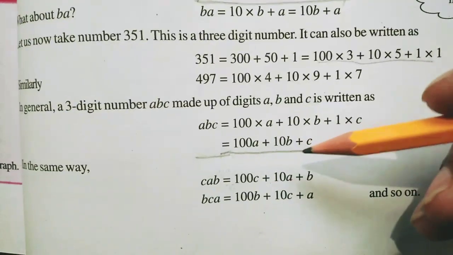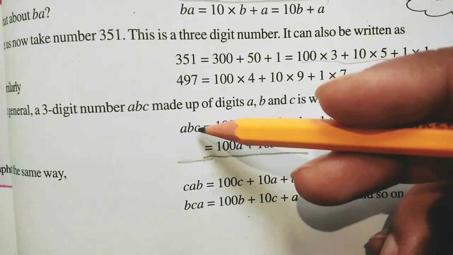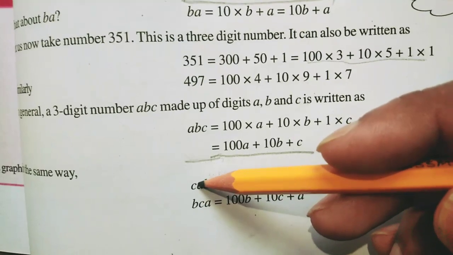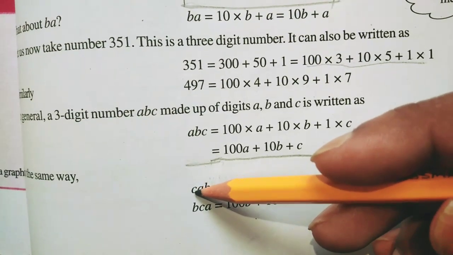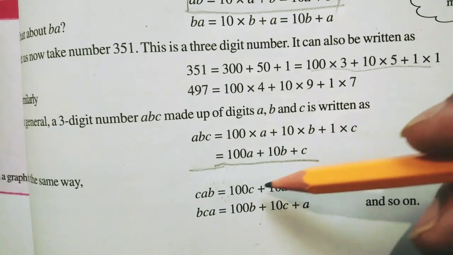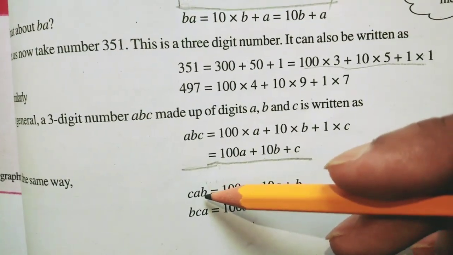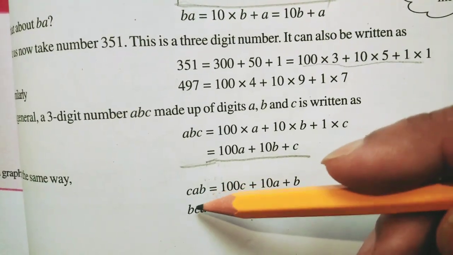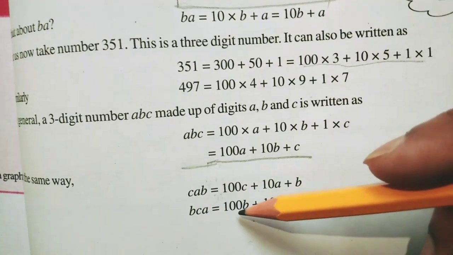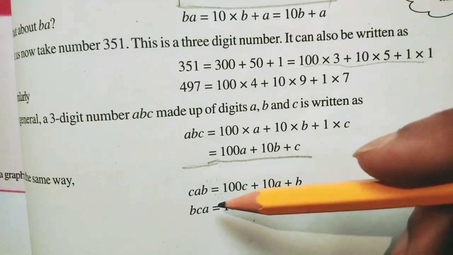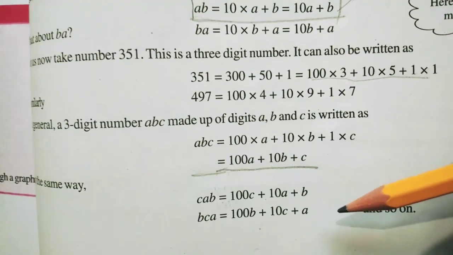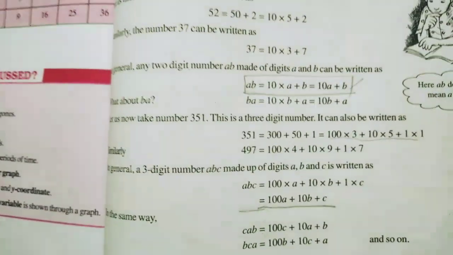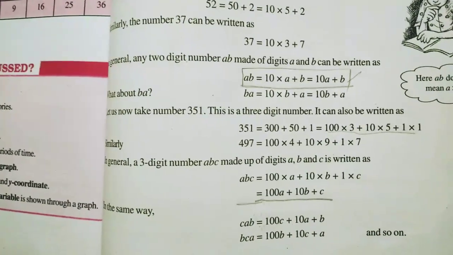Now in the same way, when you reverse the digits of this ABC, CAB, it is not a problem. You only have to see which place C is in. It is in the 100 place, so you multiply C with 100, so 100C. A is in tens place, so it will multiply with 10, 10A, and B is in ones place, so only B. Again, if we reverse the digits, BCA, B is in 100 place, so B into 100, that means 100B, then C into 10, 10C, and A is A. So this is the general form of writing a three-digit number. It is very important, you have to understand it very nicely.